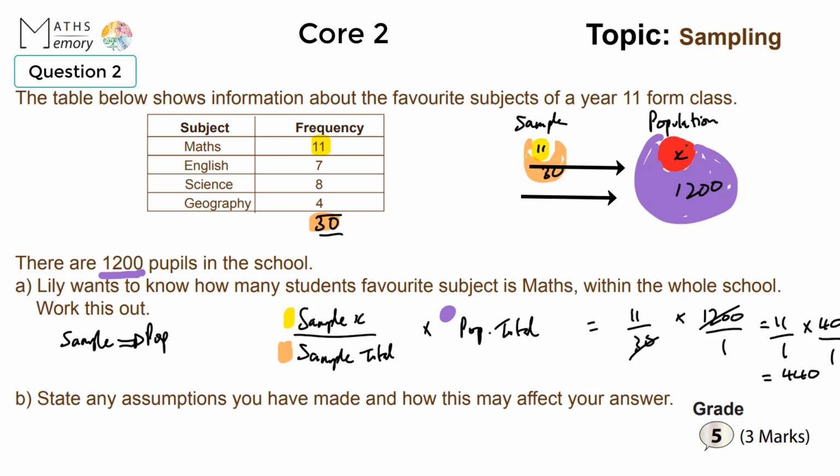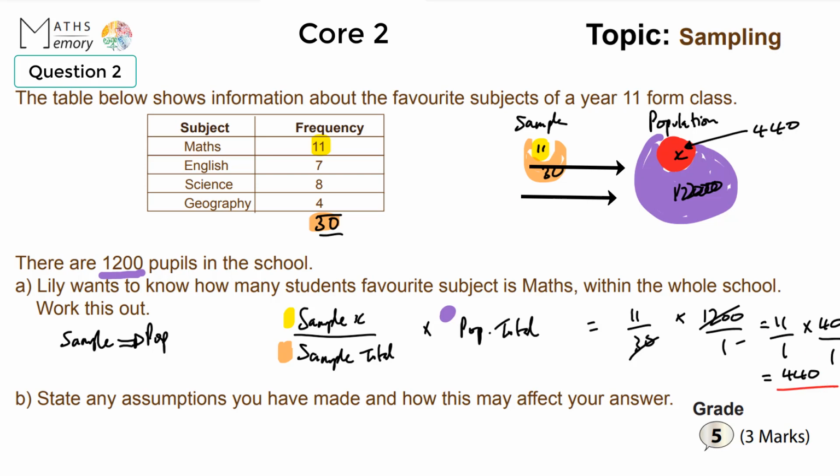So 440 is actually this over here. This one, 440, is actually what this is going to be represented by. The total amount of pupils that enjoy maths in the whole school. So make sure you understand that, and that is the same thing as the red one over here.